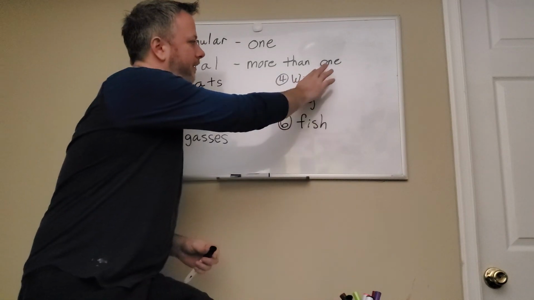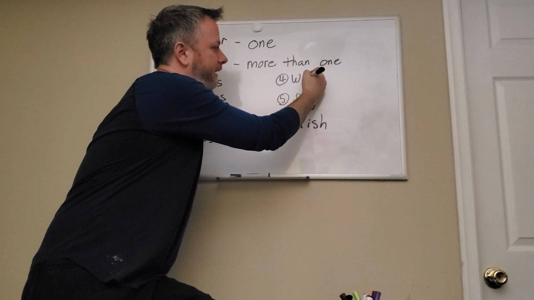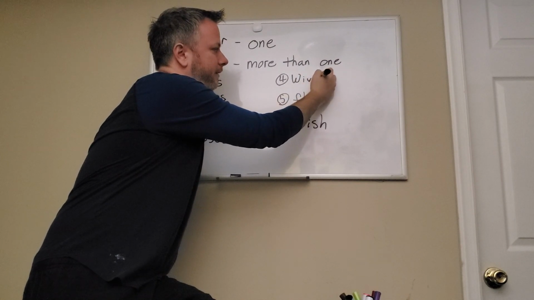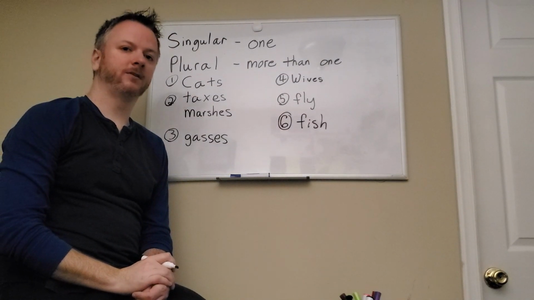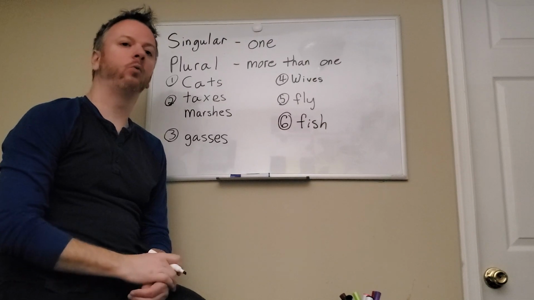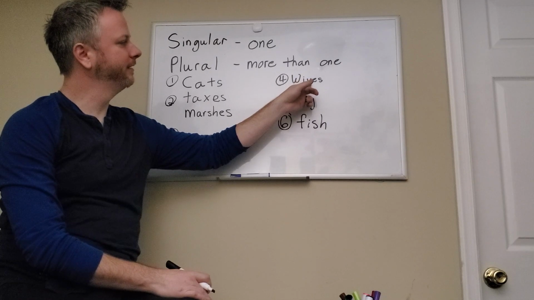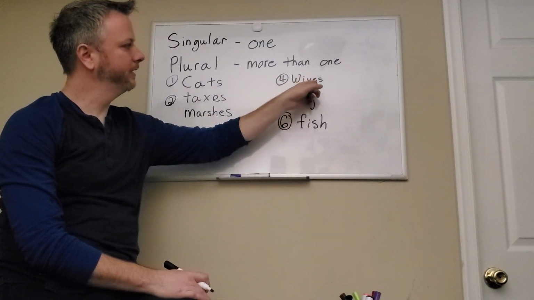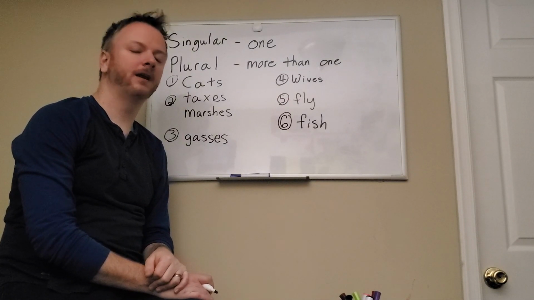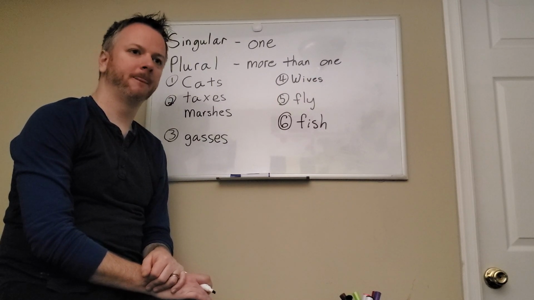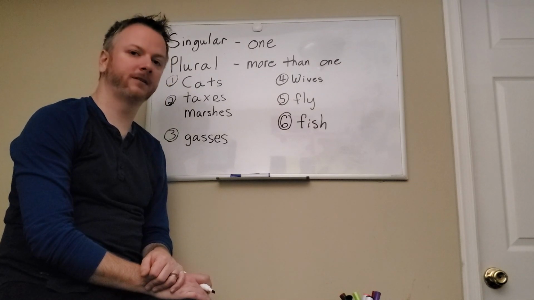So what we do with the FE is we actually drop that whole FE and we put a V, E, S. We have wives. My brother and I both have wives. So we drop that FE, change the F to a V, ES. Same thing with the word knife. I have a knife that I use to cut my sandwiches. There are knives in the kitchen drawer if you need one. Not knifes, but knives.